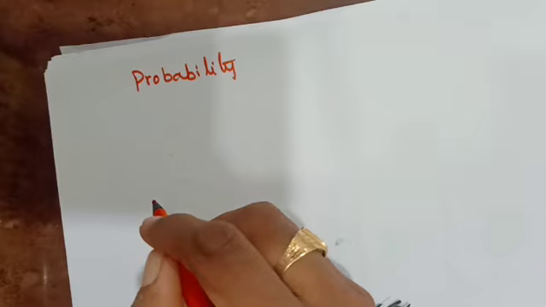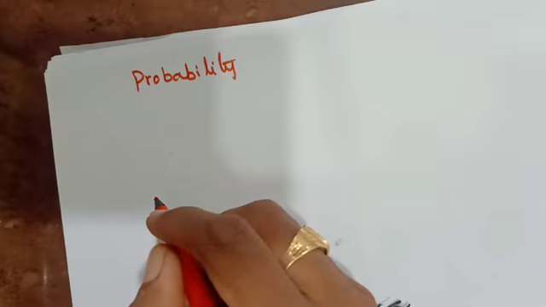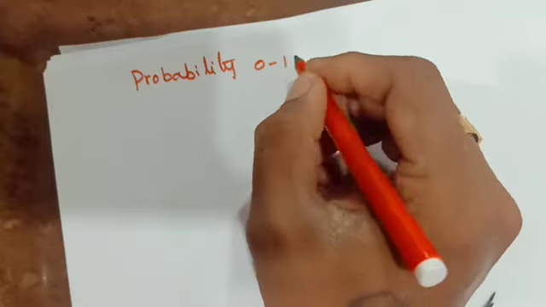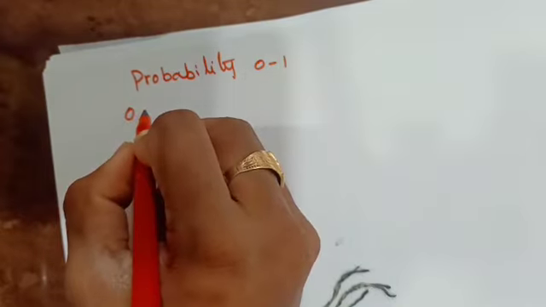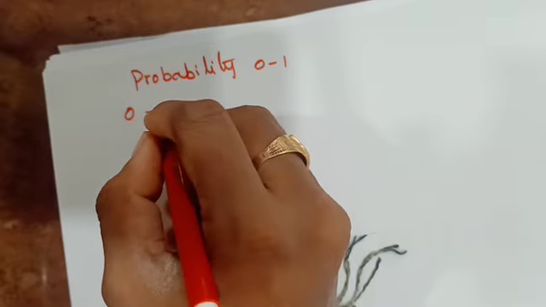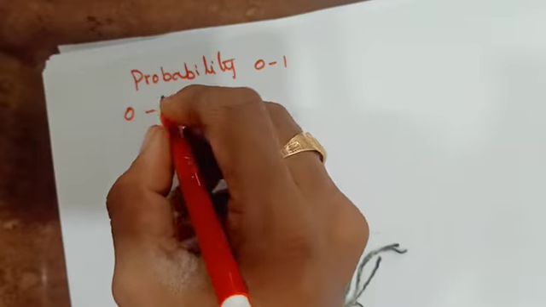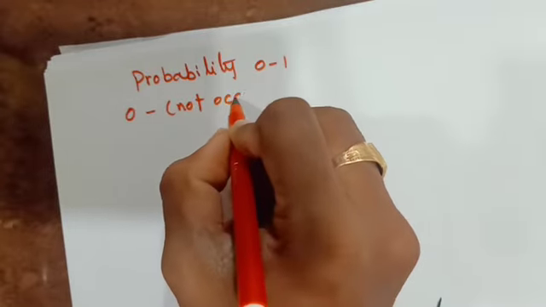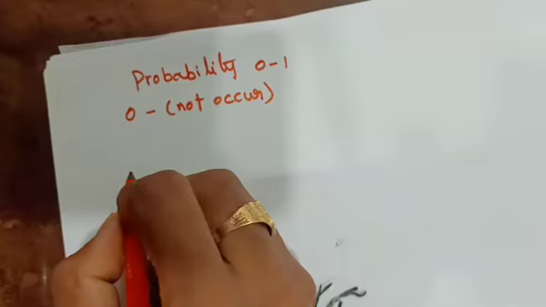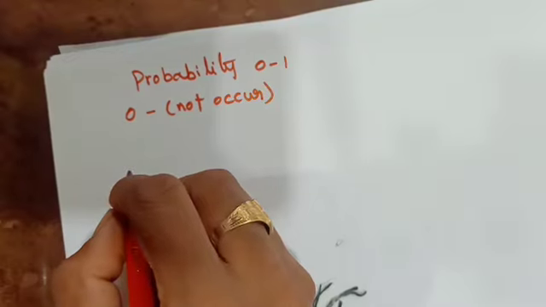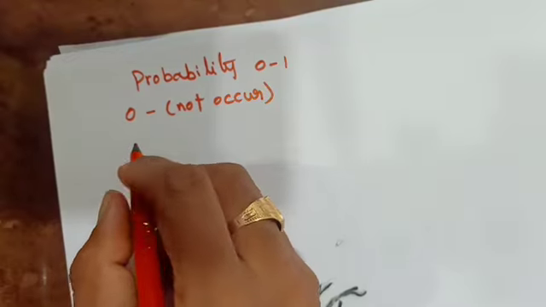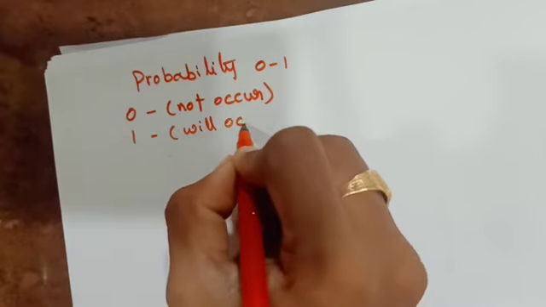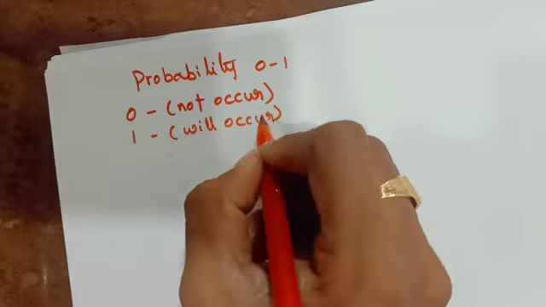Probability has a numerical value which ranges from 0 to 1, where 0 indicates the event is impossible. That means it will not occur. 1 indicates that the event will definitely occur. So 1 means it will occur.